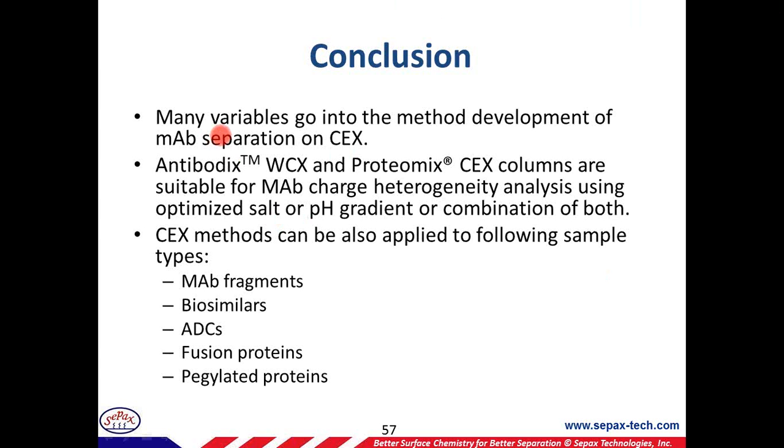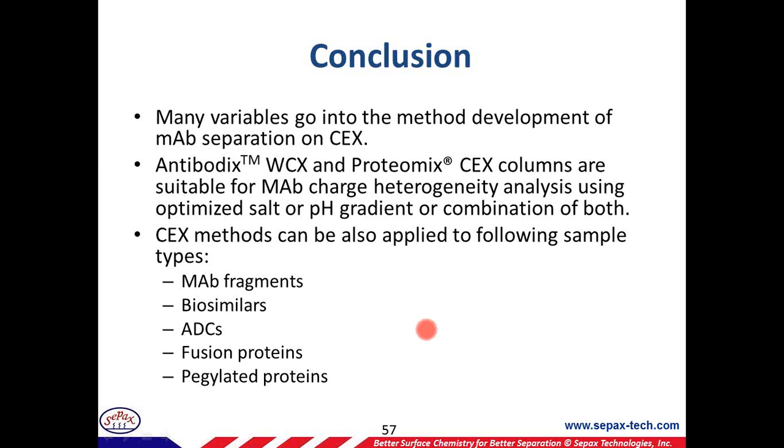All right, so we talked about the column screening, the applications, and earlier the variables that go into the method development of the mAb separation. So our conclusion: we did all this method development and also showed you the optimized salt and pH gradient or combination of those gradients using our Antibodix WCX and the ProteomIX CEX column for the mAb separation. Actually, we have an IEX screening kit including the Antibodix WCX and the ProteomIX SCX for you to screen the samples and also to find optimized conditions for the mAb separation.